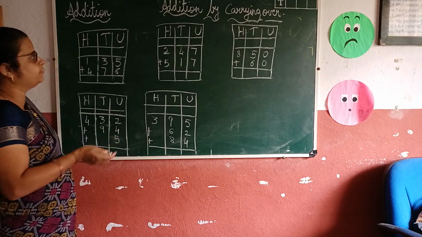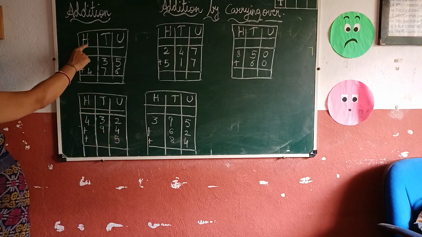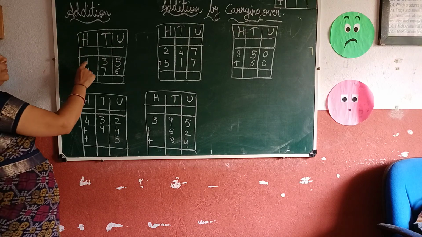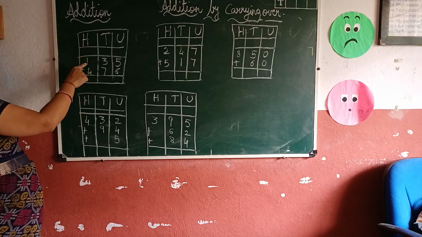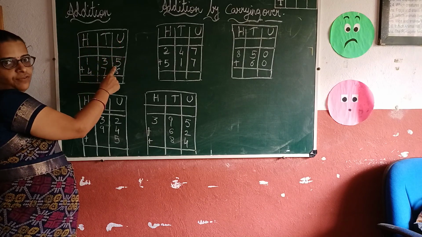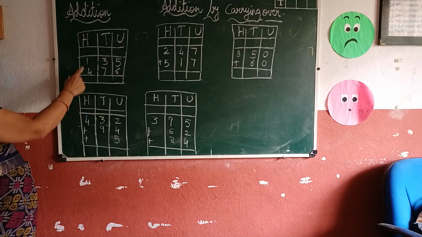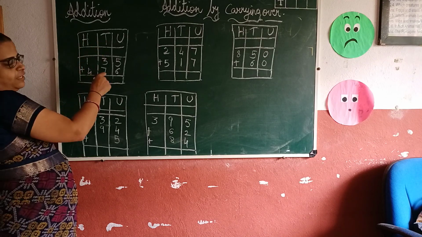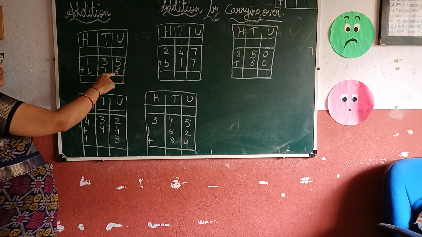Now look, students. It is given in hundreds, tens, units. In the hundreds column there is given a 1, and in the tens column they are given 3. In the units column they are given a 5. Again plus, under the hundreds column they are given 4. In the tens column they are given 7, and in the units column they are given a 6.